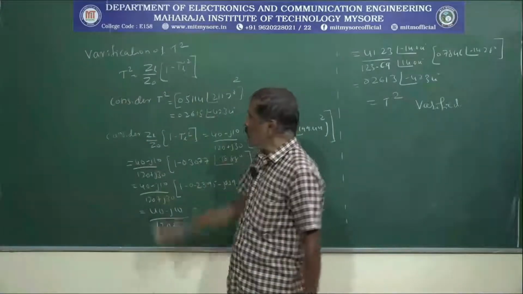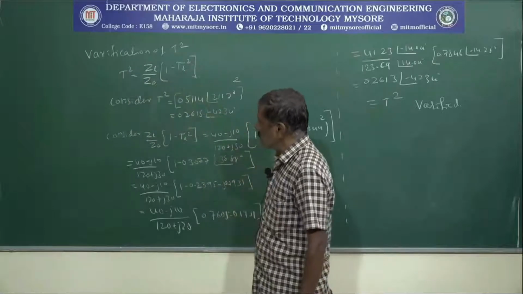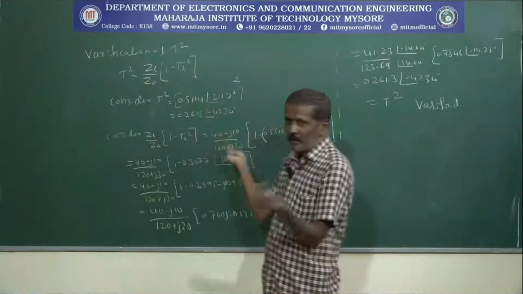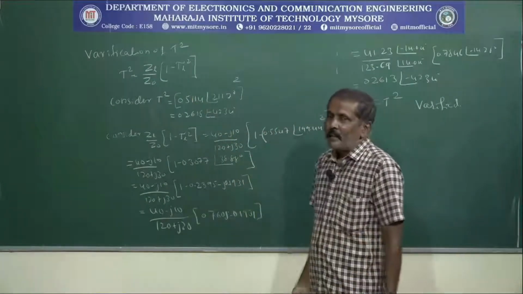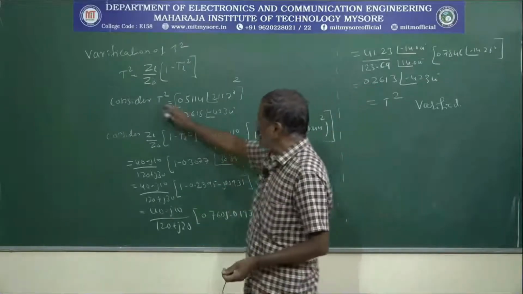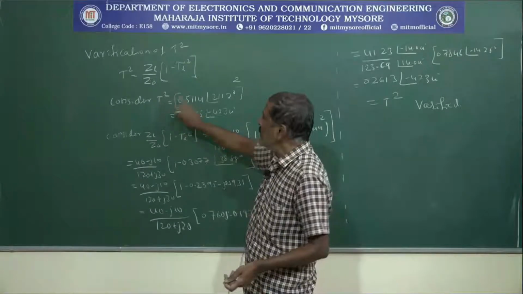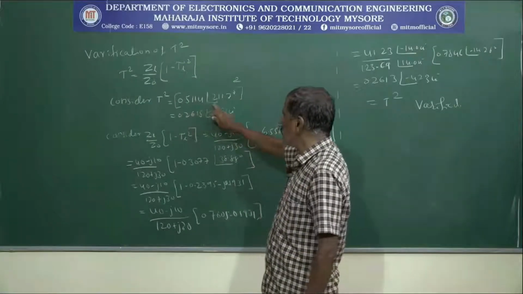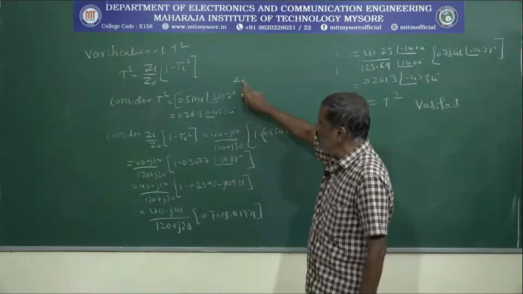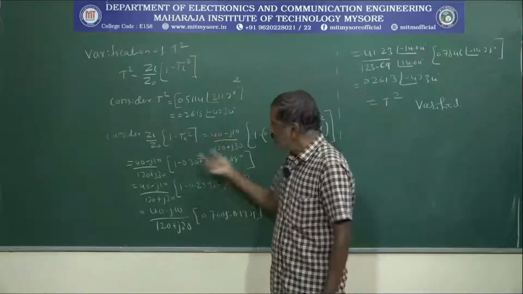Consider the verification of another term, that is T square is equal to ZL divided by Z0 into 1 minus tau L square. Now first calculate this T square and then calculate this one, then compare the values. If both are satisfied, then you can say that the verification has been done. T square is equal to the already calculated value of T, squared, that is 0.5114 at an angle of 211.70 whole square. If you square this particular term, I am going to get these values.